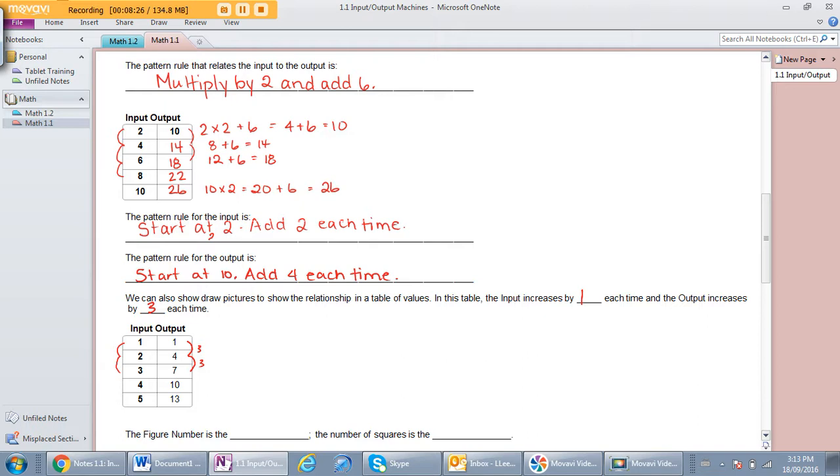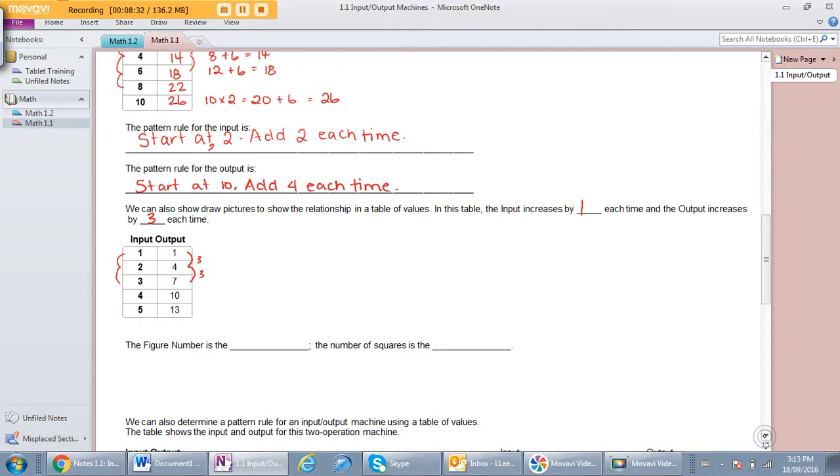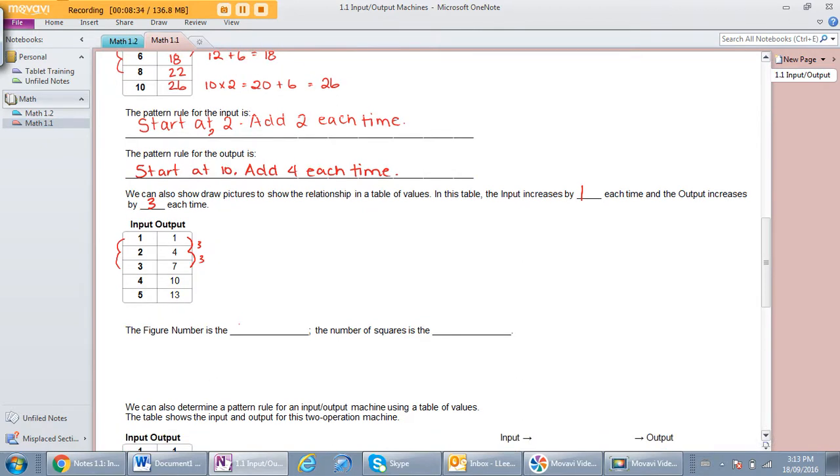So in this case, I could draw a picture of this pattern. If I assume that the figure number is the input and the number of squares I'm about to draw represents the output, I can model this pattern through a diagram. So here's figure number 1, and figure number 1 has 1 square. Figure number 2 has 4 squares.